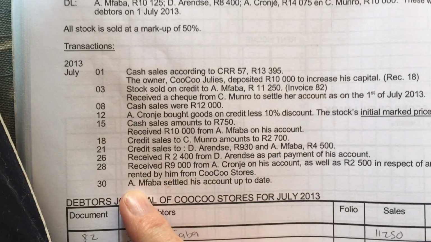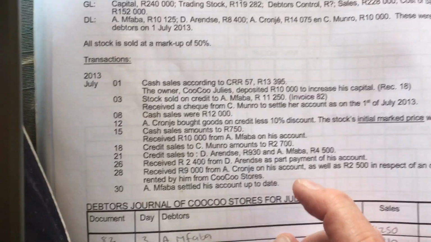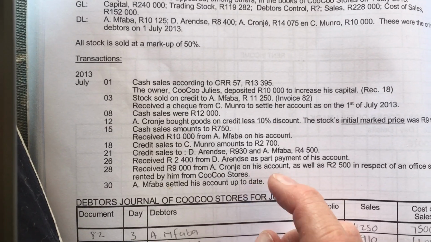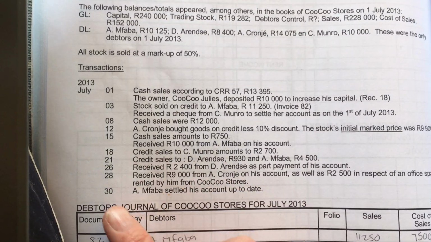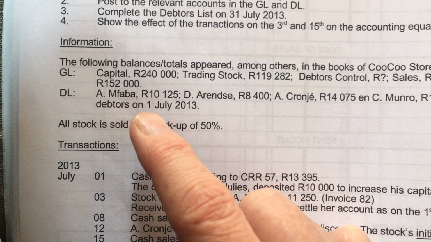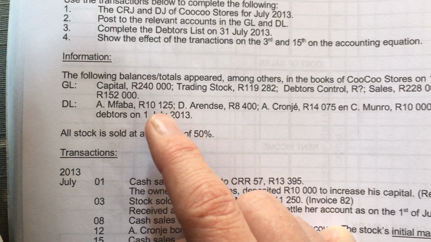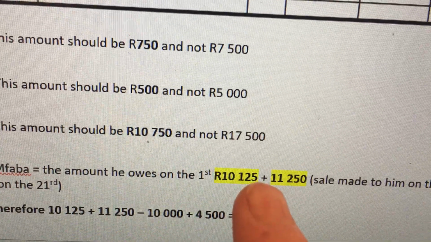Lastly, it says Mfaba settled his account up to date. With this, you've got to calculate absolutely everything the person owes us up to the 30th of the month. So you've got to start off with the balance. So at the beginning, he owed you 10,125. So I show you that. At the beginning here, he owed you that.